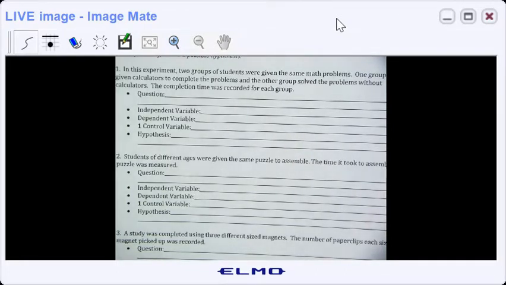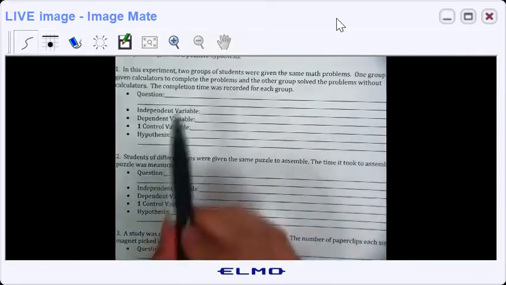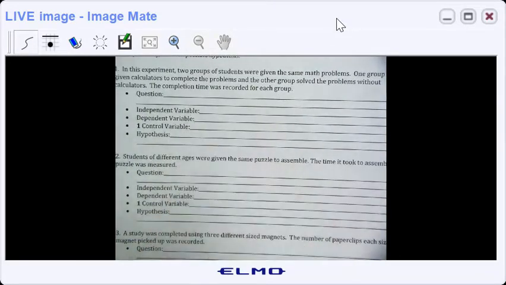So there are some key words in this scenario. If we have to identify variables, remember the independent variable is what's being changed. So in this situation, what is being changed or what is different? Think about the two groups. What is different between the two groups? Hopefully you said the use of calculators. So that is our independent variable. What was different or changed?